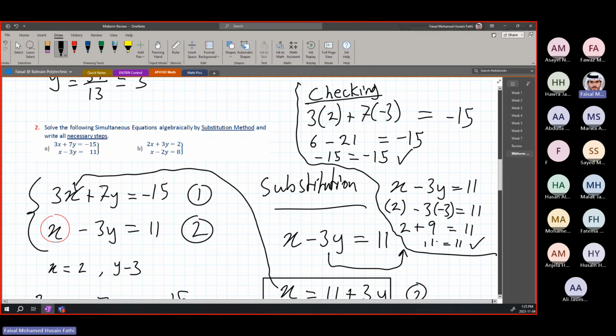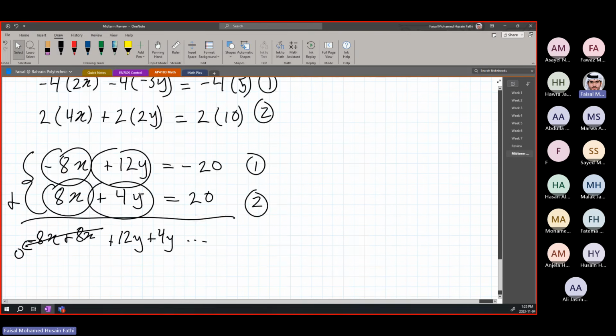This is not a part of the solution. This is just checking that your values are correct, okay? This is equation 1. This is equation 2. And then moving on.